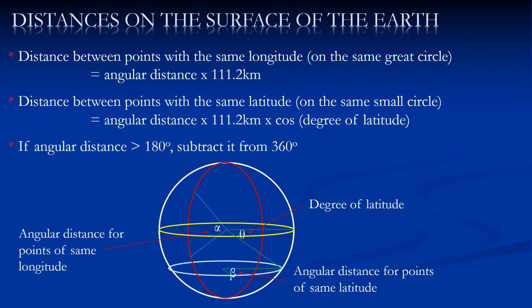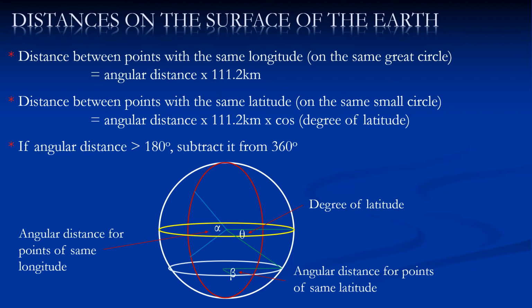So the first point is that the distance between 2 points at the same longitude, that's on the great circle, so meridians or the equator, is going to be 111.2 kilometres per degree times the number of degrees that you travel. So that's called the angular distance. Now the distance between 2 points on the same latitude on the small circle is the angular distance, so the number of degrees that you travel, multiplied by 111.2 kilometres per degree, and then multiplied by cosine of the degree of latitude.